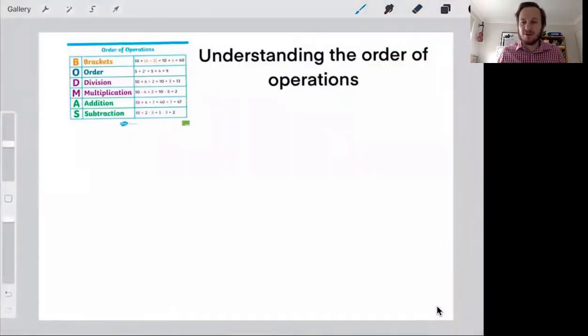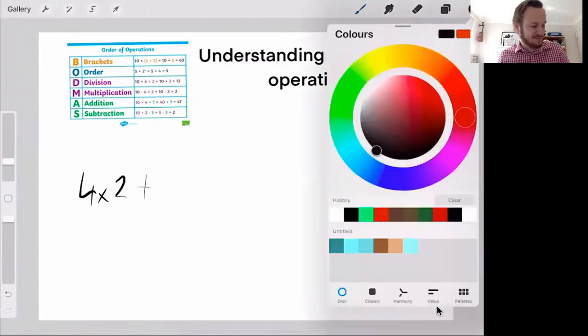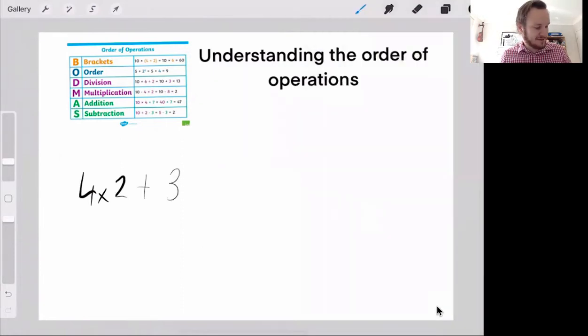Okay, so what do I mean by understanding the order of operations? What I mean is, if you get a question in a maths test or in class or something like that, it's not always as easy as going from left to right and just solving the question as it is. For example, if you had a question like this, 4 times 2 plus 3 times 3, right?